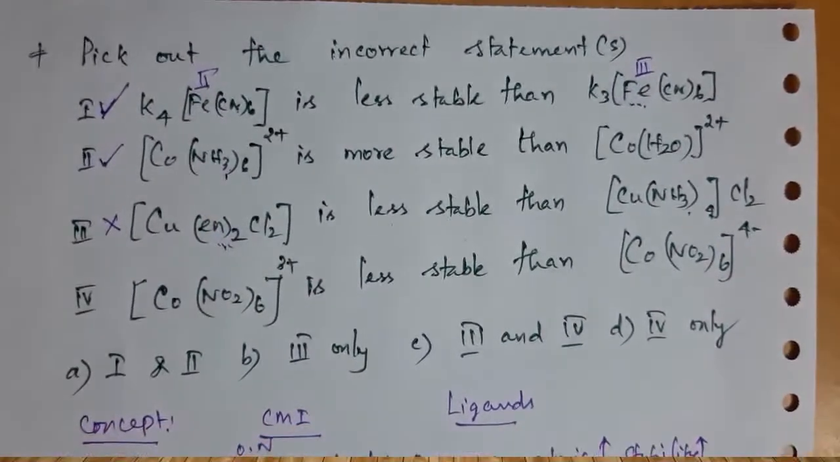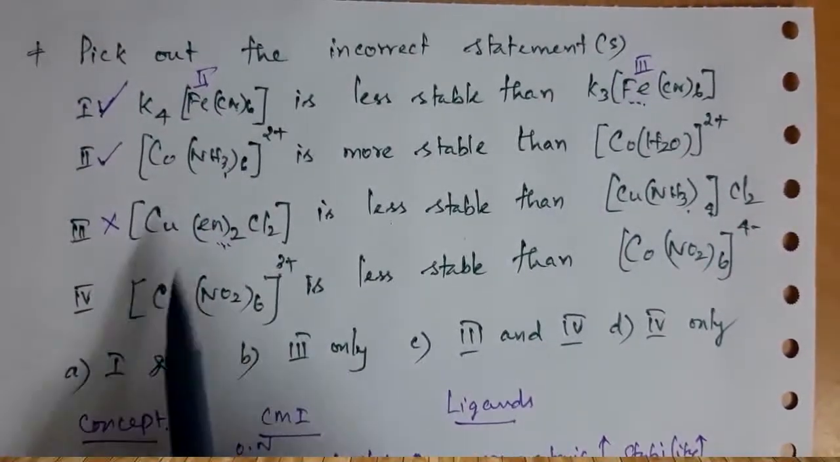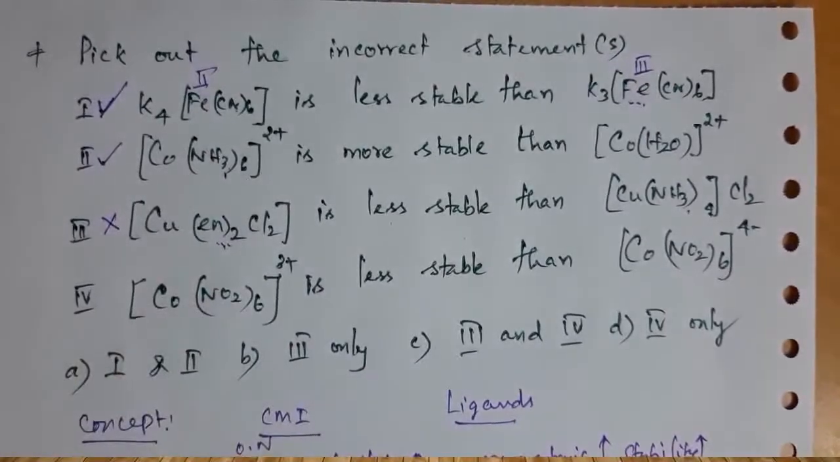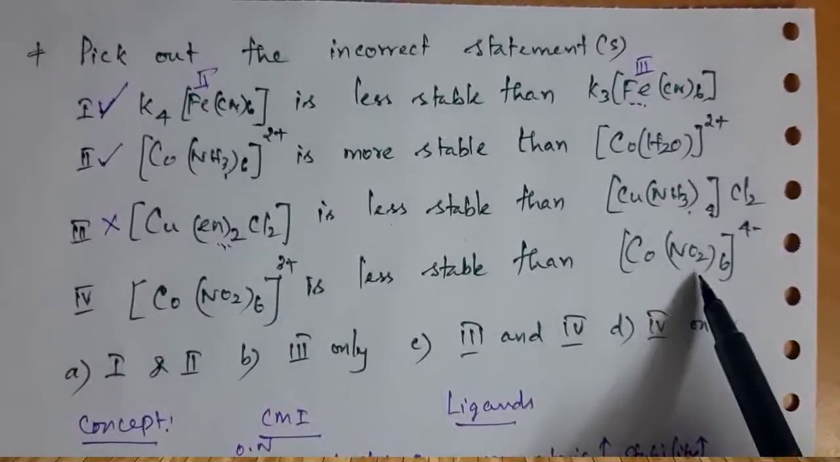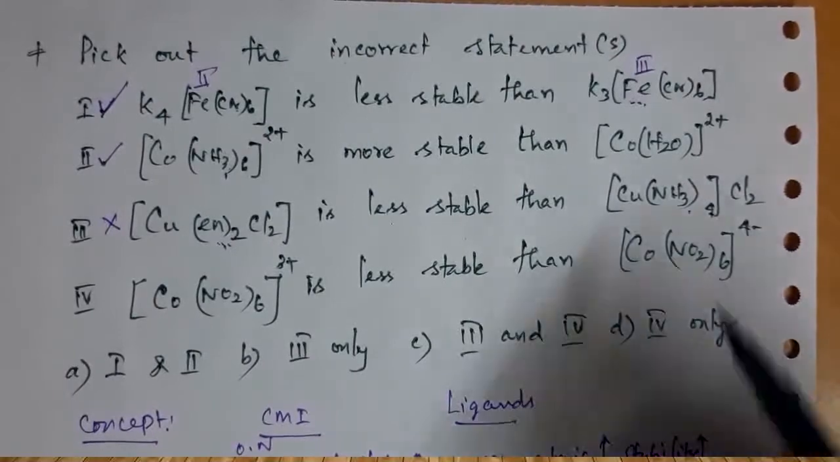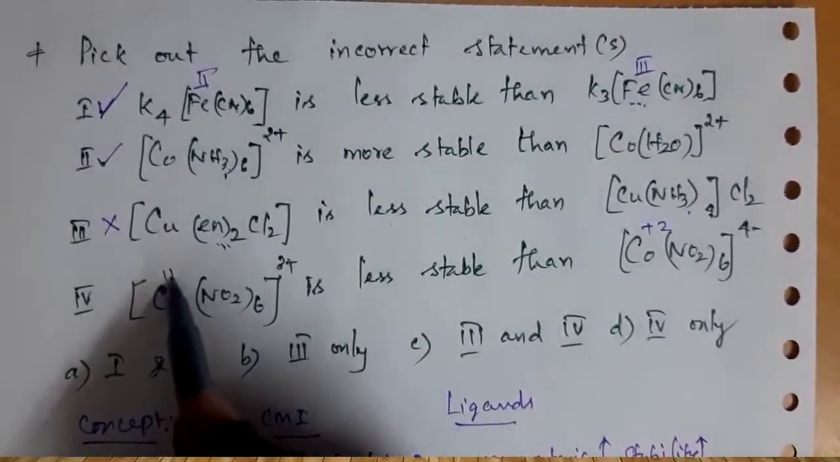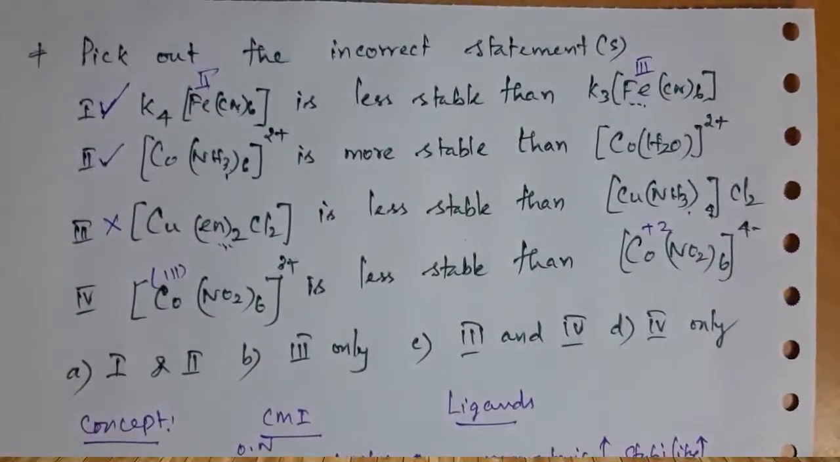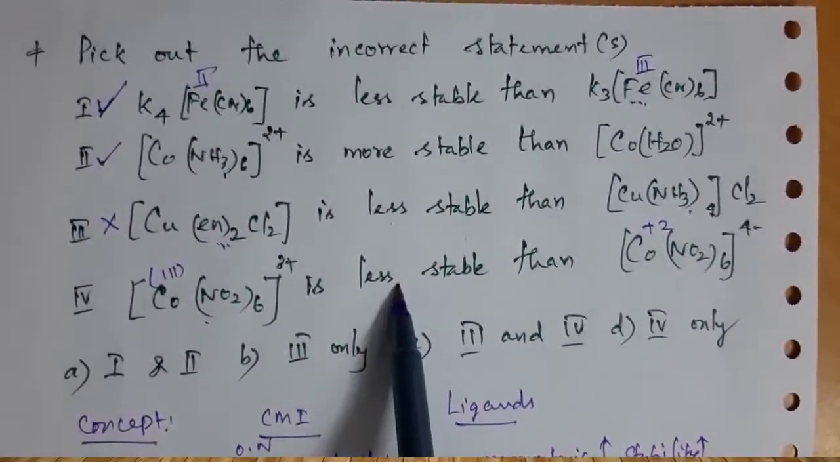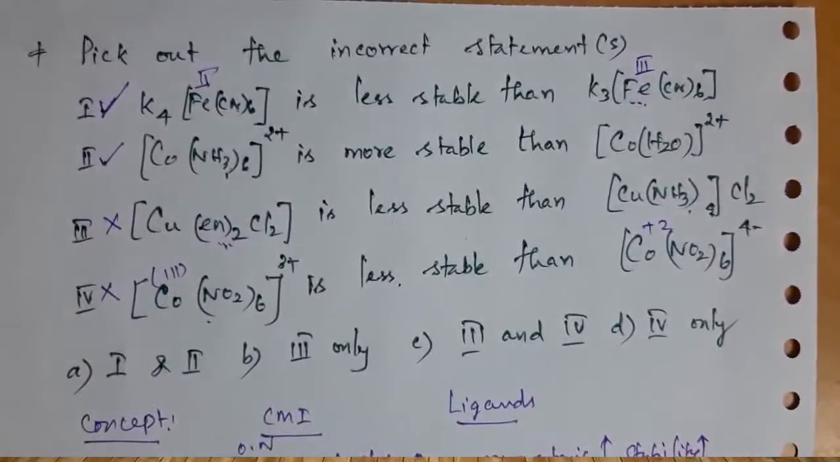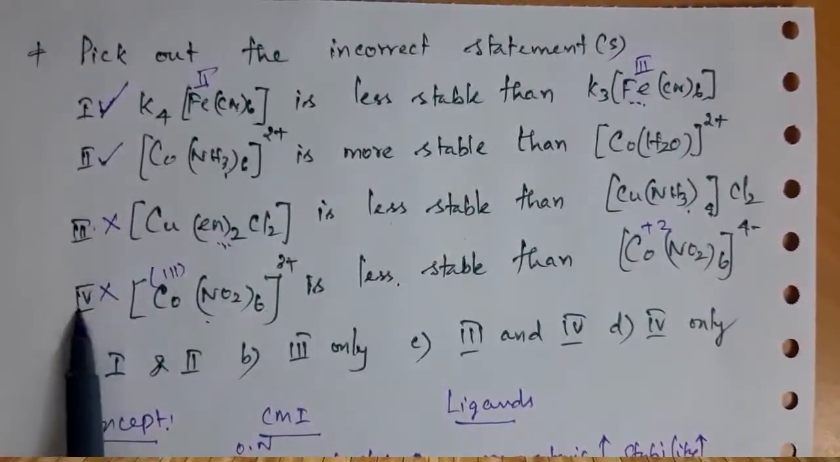And in the fourth one, the charge of the cobalt, and here the charge of the cobalt, it is +2, and here it is +3. So it is more stable, but it is given as less stable. So it is an incorrect statement. So the incorrect statements are 3 and 4.